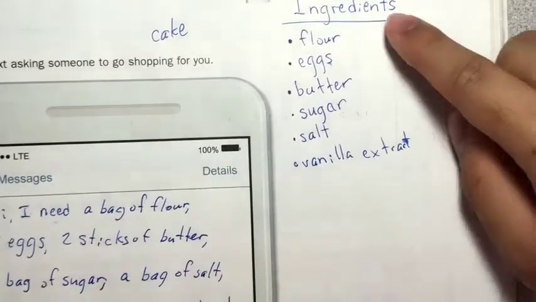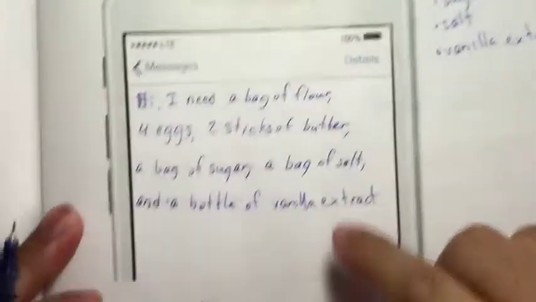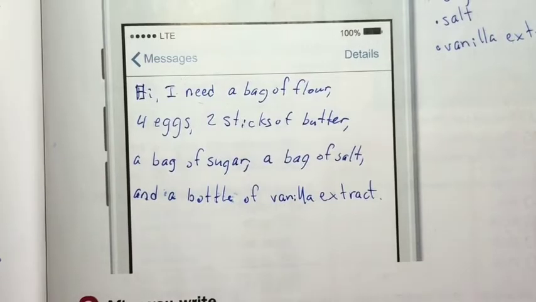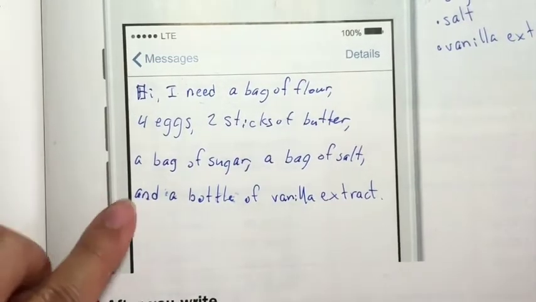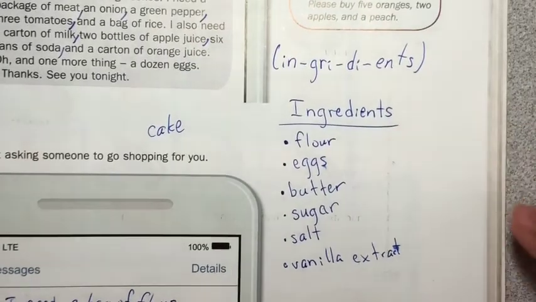So, when you send a message, you can send a message like this in a list, or you can send a message in a sentence like this. So this is how you make a list of ingredients. Thanks for watching.